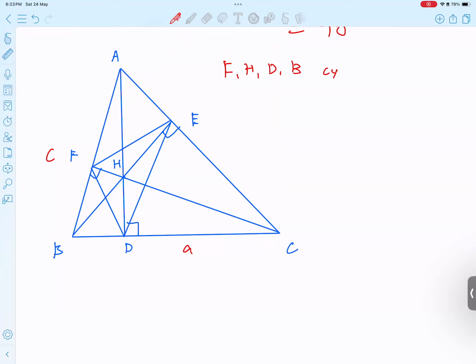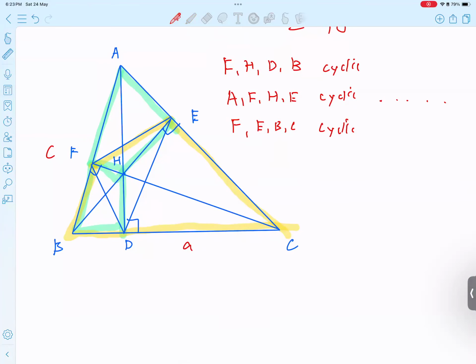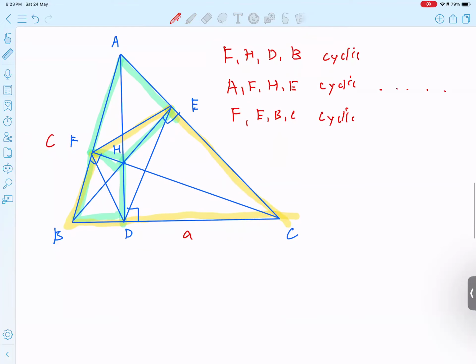There would be FHDB cyclic, AFHD cyclic. So let's see, this is cyclic, and you mentioned that FEBC is also cyclic. So that would be this bit. And so there should be 6 pairs, and you can try to find all of them. And there will also be a lot of pairs of similar triangles because of these cyclic quadrilaterals.